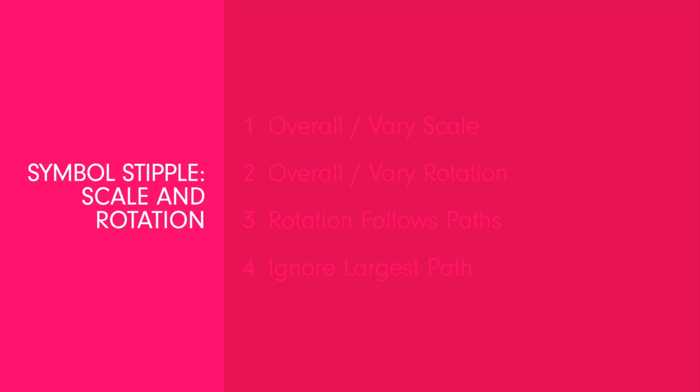I'm Alice and in this episode I'll be showing you the scale and rotation settings for symbol stipple. Overall we'll cover overall scale and vary scale, overall rotation and vary rotation, rotation follows path and ignore largest path. All of these settings are very simple but provide a wealth of possibilities so are worth understanding.